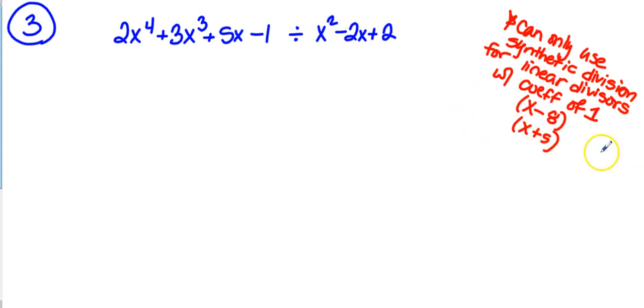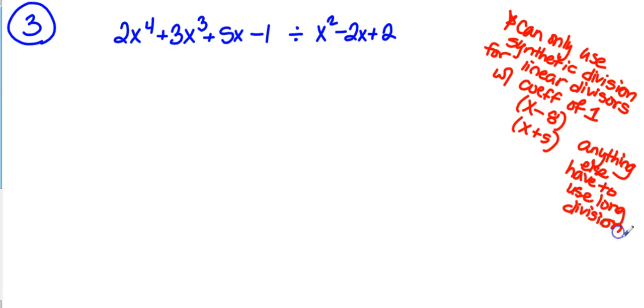Anything else, you have to use long division. Case in point, look at what we're dividing by right here. That's definitely not linear, so there's no way we can use synthetic. So we're going to get straight to using our long division skills.